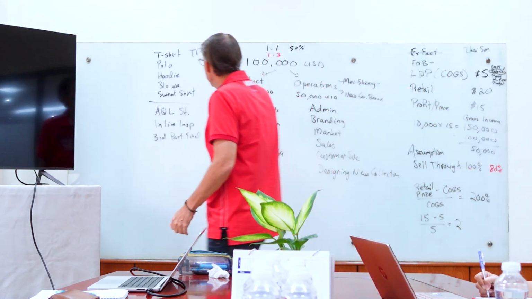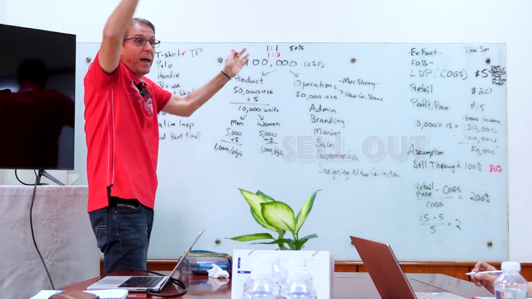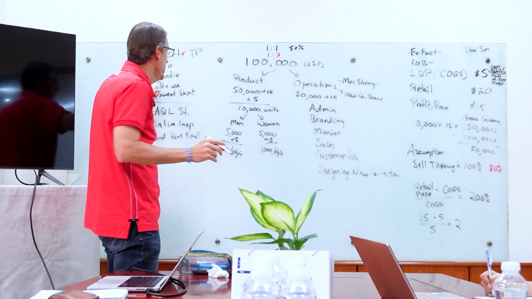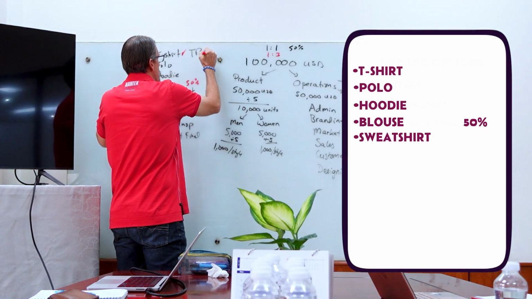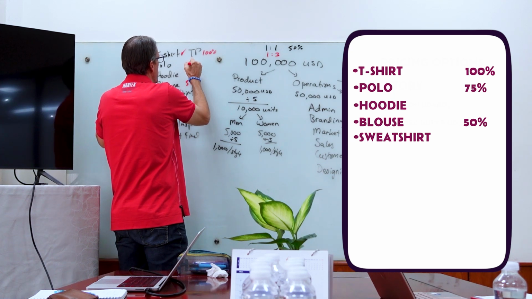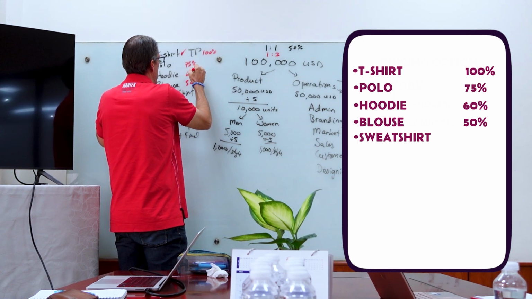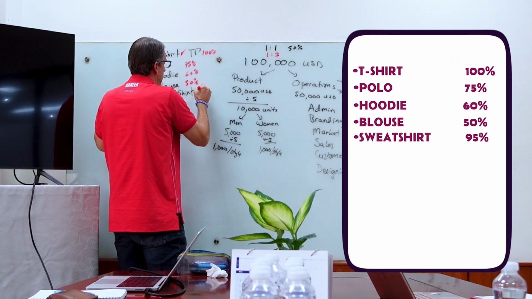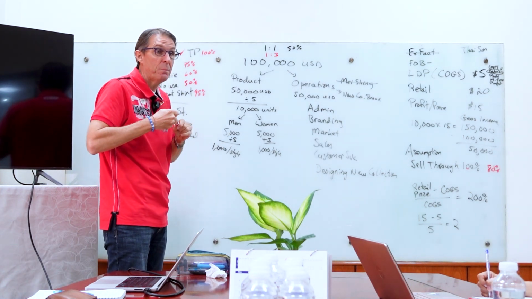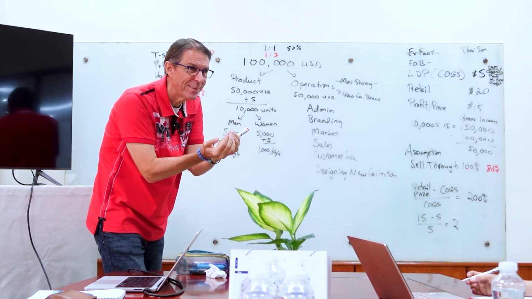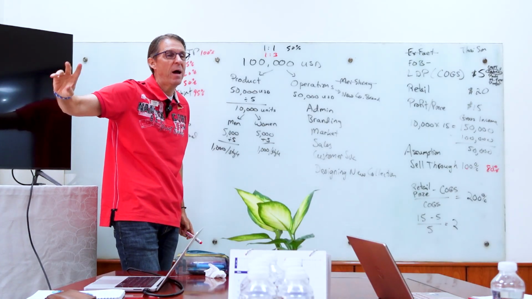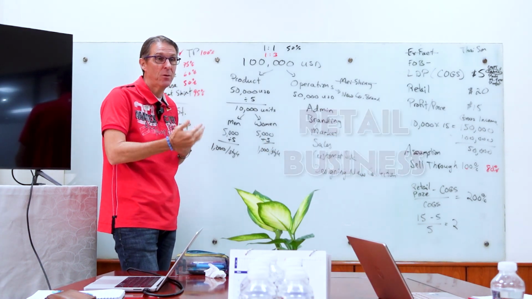For example, maybe the t-shirt is very popular and you sell out, woohoo! But maybe the blouse, for whatever reason, is not popular and you only sell 50%. So it's like you sell 100%. Let's say the polo shirt, you sell 75%. The hoodie, only 60%. And the sweatshirt, for some reason, 95%. On average, let's say 80%. So it means that you have 20% product that you have to eat, or you have to give away for free, or you have to pay to have it destroyed. That happens all the time in the retail business.